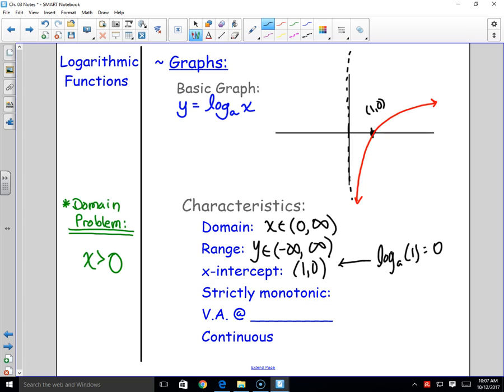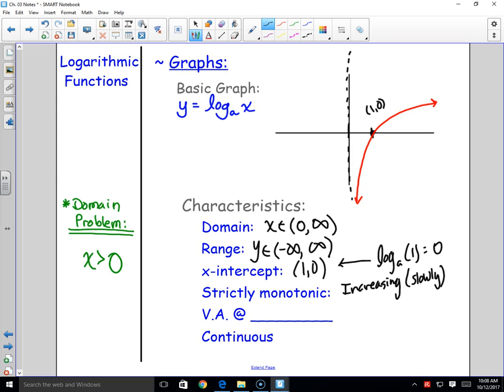Strictly monotonic just means it's only behaving one way as you read it left to right, and it is increasing, but I'm going to put in parentheses very slowly. Well, I just put slowly, but it increases really quickly between 0 and 1. And it slows way down after that. It increases very quickly for fractions, but it increases much slower for any number greater than 1.